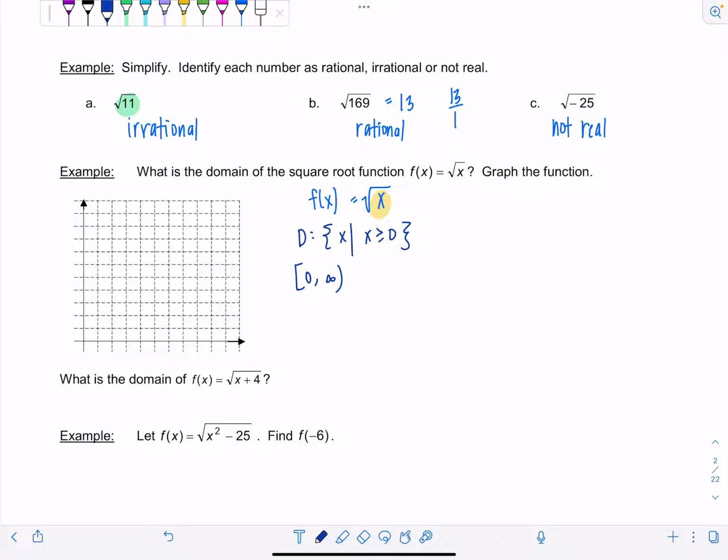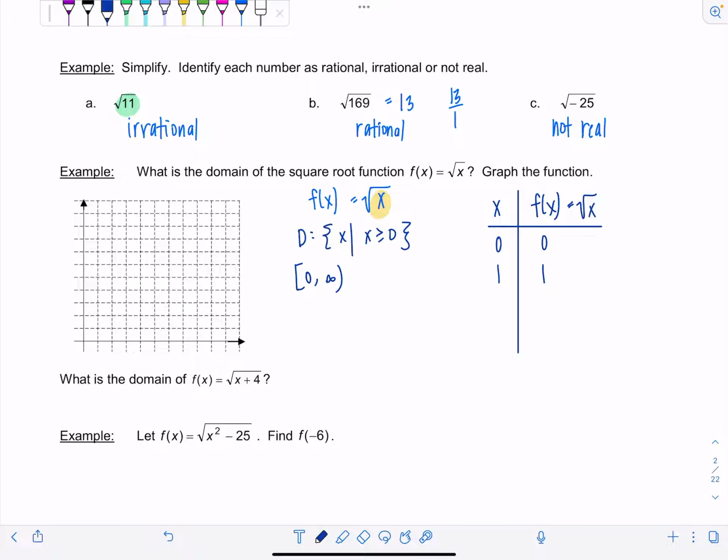Okay, and then the next part asks us to graph the function. If you don't already know what it looks like, then let's make a table. So x, and then f of x is square root of x. So I'm going to plug in 0, because that's the smallest number I'm allowed to plug in. Square root of 0 is 0. Then let's do 1. Square root of 1 is 1. I'm not going to plug in 2. Why? Because it's my graph, my table, and square root of 2 is about 1.4. It's irrational. I don't feel like graphing decimals, so we're going to skip it.